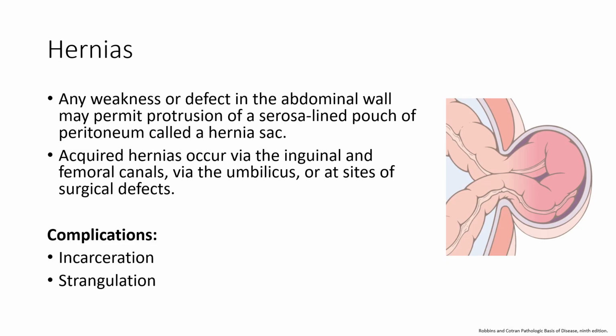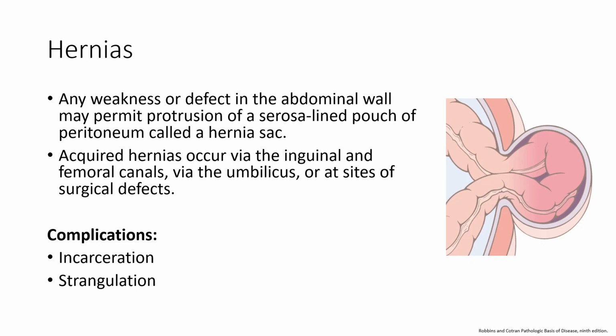Hernias are a very frequent cause of intestinal obstruction worldwide. In Arabic, hernia refers to fta. Hernia refers to protrusion of a serosal-lined pouch of peritoneum through a defect or weakness in the abdominal wall. And the content of the hernia may vary. It can include fat, it can include small intestine, and this can be complicated with obstruction.